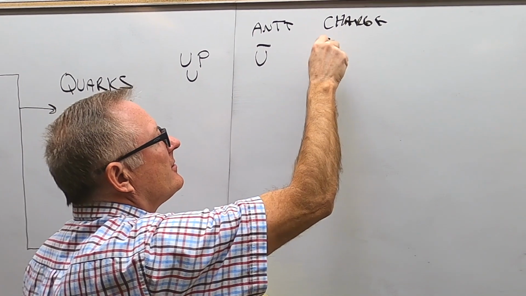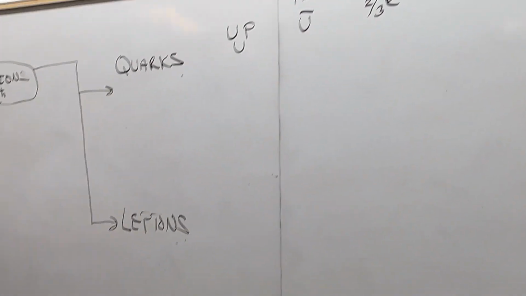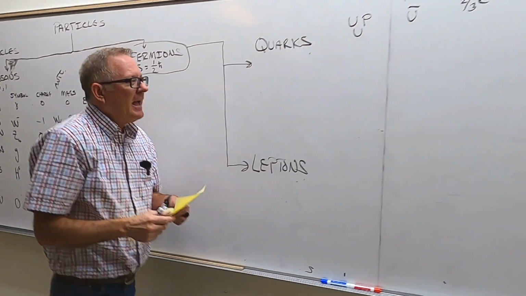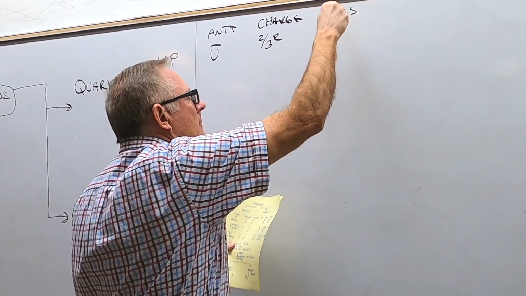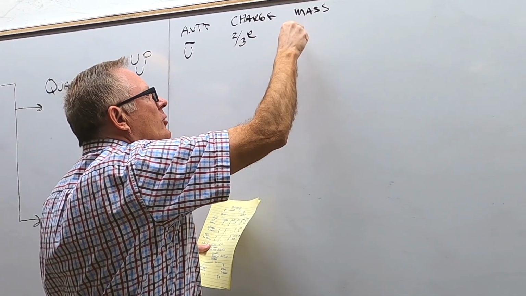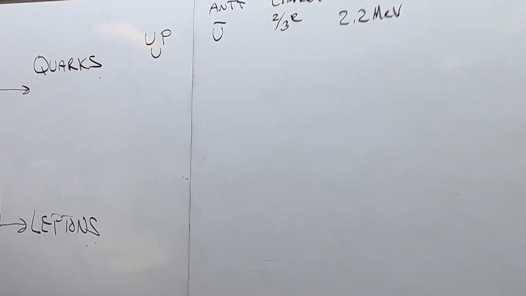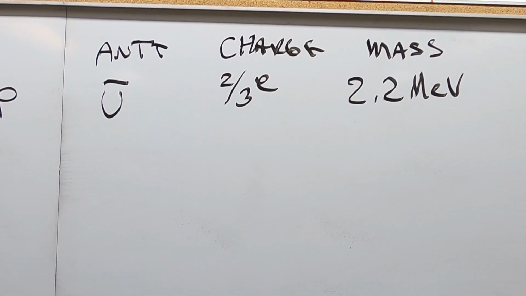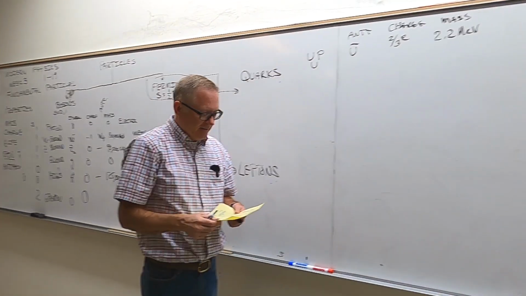This is 2/3 of the electron. So it's 2/3 right there. The mass is around 2.2 MeV right there. Remember, the electron is 1/2 an MeV, so it's a little bit over 4 times the size of it.